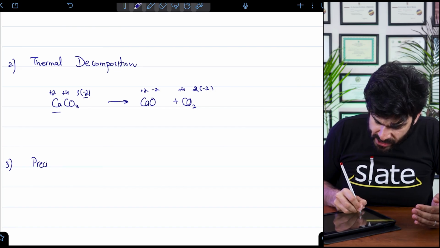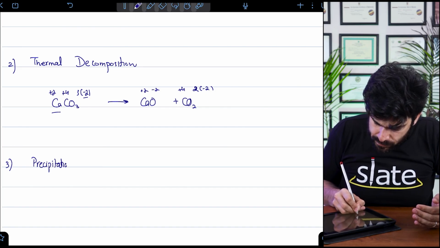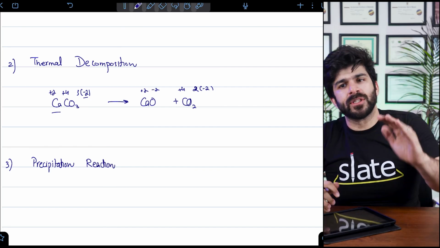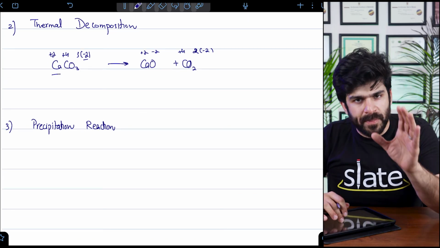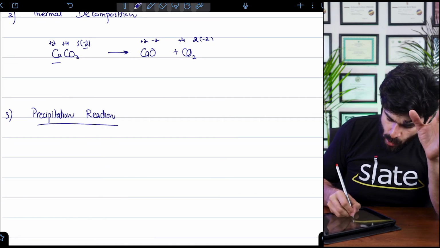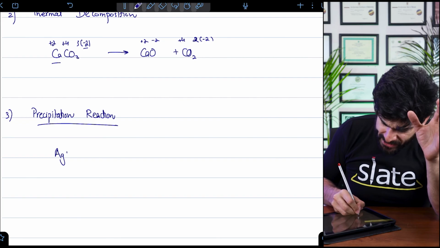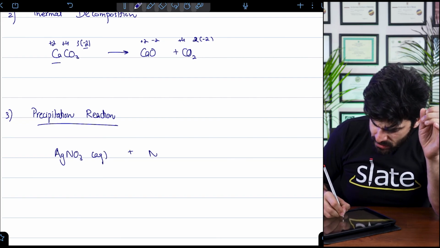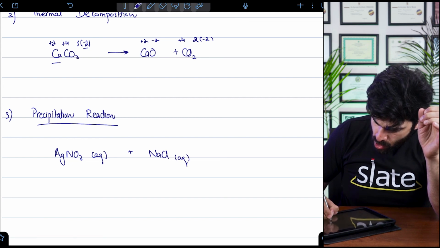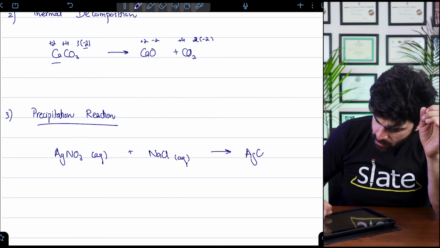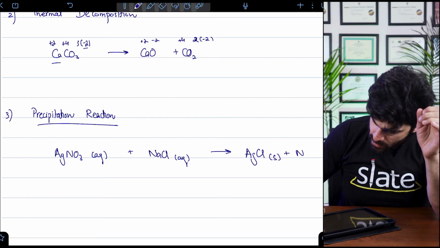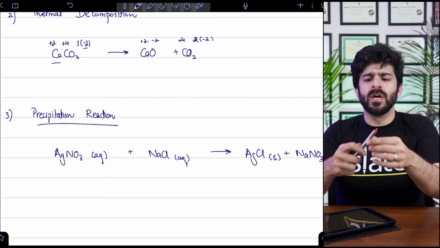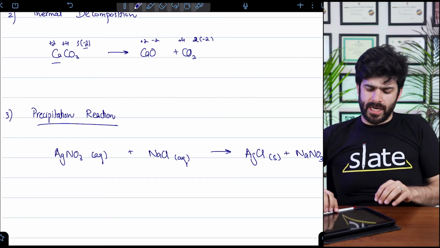And lastly, the precipitation reaction. You can go through the lecture on preparation of salts. Precipitation is explained in detail. Whenever you observe a precipitation reaction, which is aqueous plus aqueous forming an insoluble solid and an aqueous solution, that is just a displacement reaction. There is no change in the oxidation state.